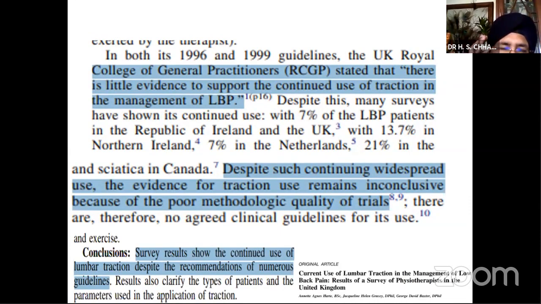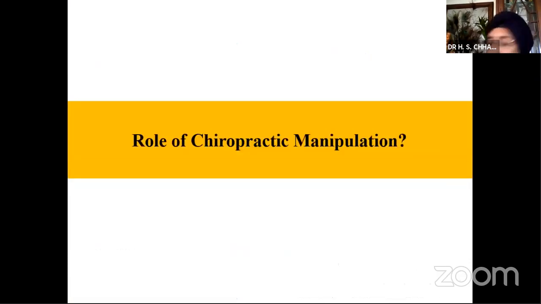In fact, what the role nowadays, if there is any, is more of auto traction, where the patient himself determines with the use of gravity how much traction is being put, so that if there is pain, the patient listens to the call of the body per se. So similarly, role of chiropractic manipulation. So anybody from the panel, Arun, what do you think? What is the role of chiropractic manipulation?